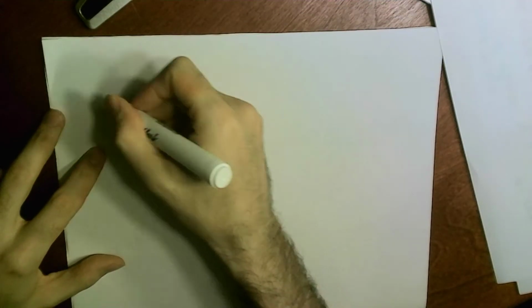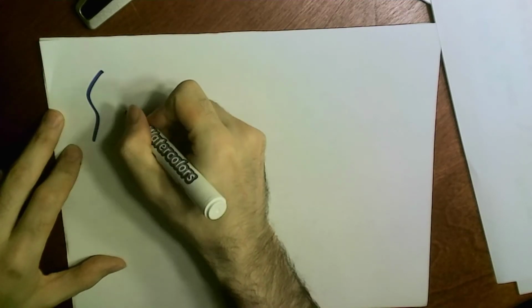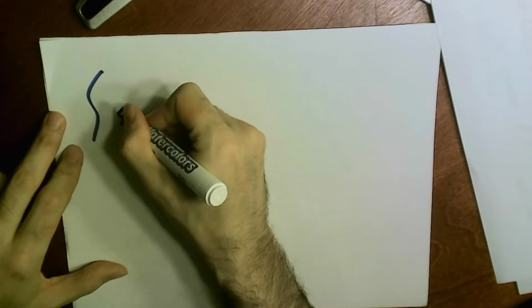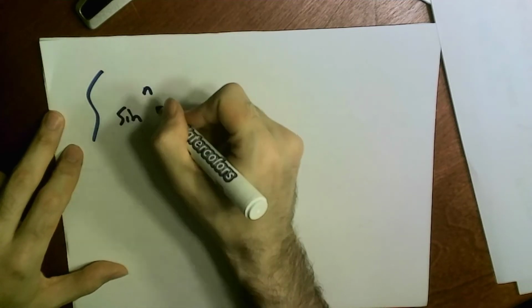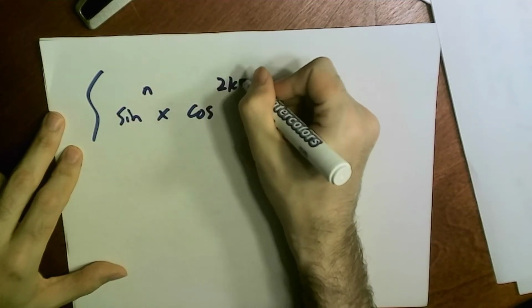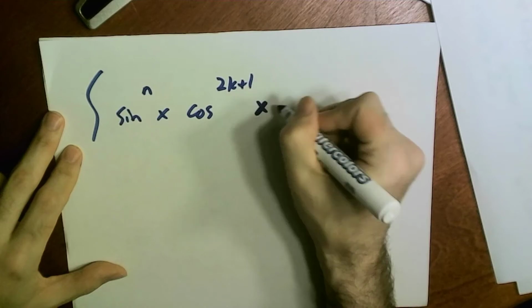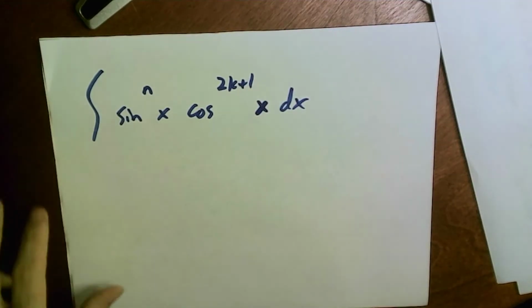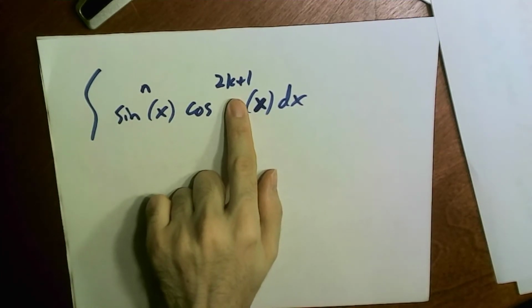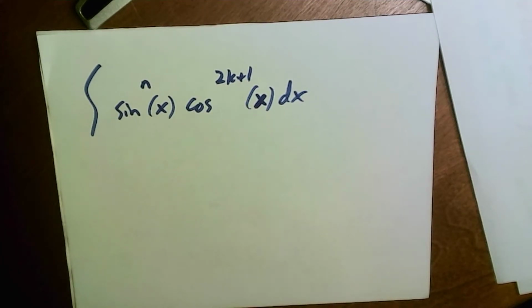So what is the general situation that we just realized? We have the idea that if I'm integrating sine to the n of x, cosine to the 2k plus 1 of x dx. And I want you to think about why I'm using 2k plus 1 there. Pause and think about that for a sec. Why 2k plus 1? Why not m, like what I said a minute ago?